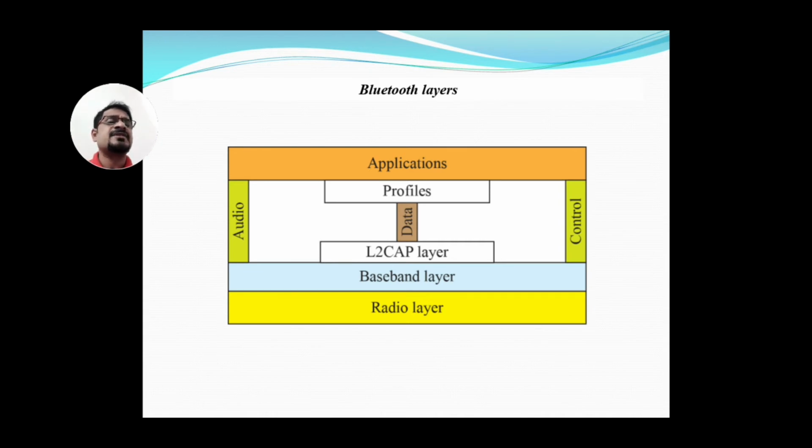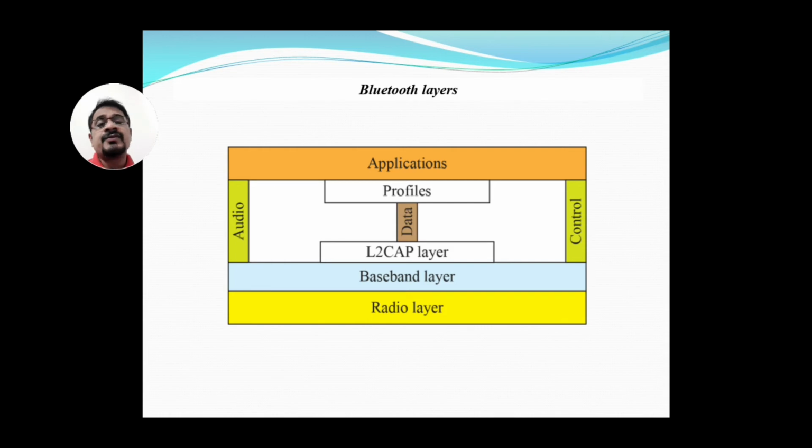And then the next is the baseband layer, and after that, very interestingly, there is L2CAP, that means the logical link control and adaptation layer. Like you know the data link layer has LLC and MAC, similarly it has a logical link control adaptation layer. So that will be getting data from multiple profiles. In Bluetooth, as we said, multiple functions are adapted into it, so there are a lot of profiles you can create.